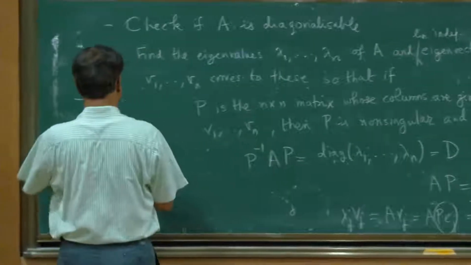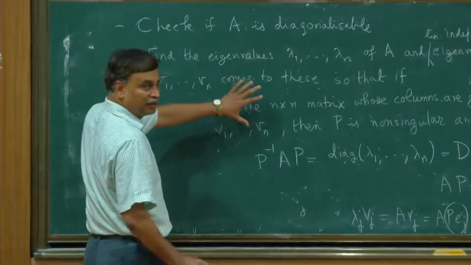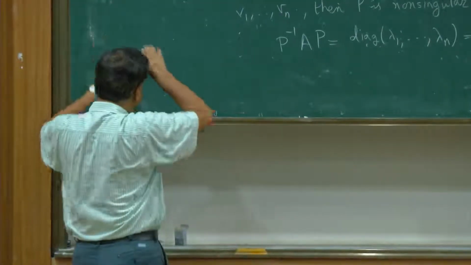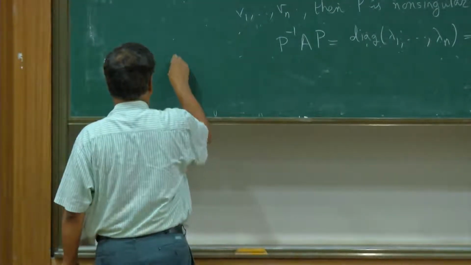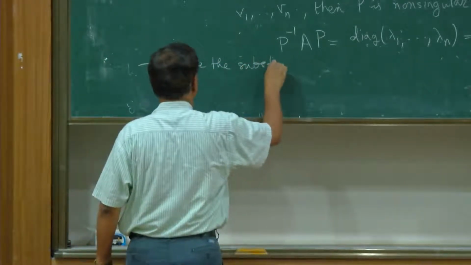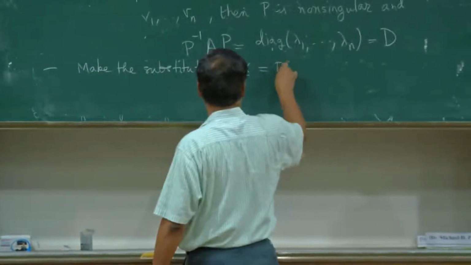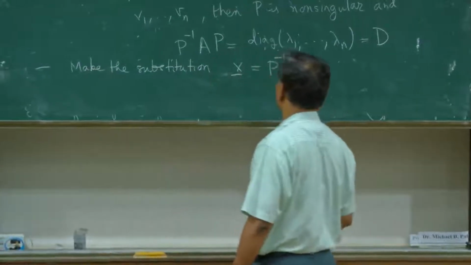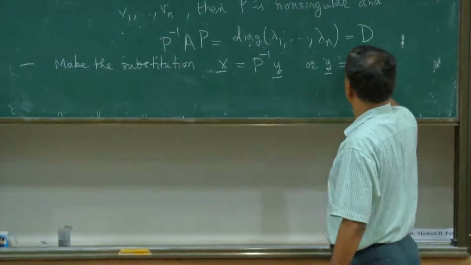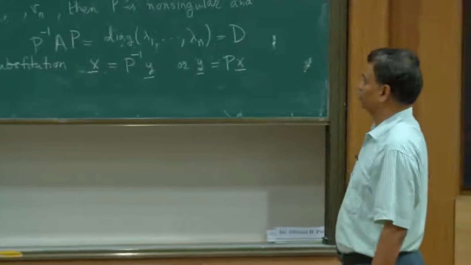All right. So that's the next step. So this is algebra. This is where the hard work is being done. Now you reap the benefits of that. So now, what do you do? Make the substitution x equal to P inverse y, or which is the same thing as y is equal to Px. Okay. So I hope this is right.